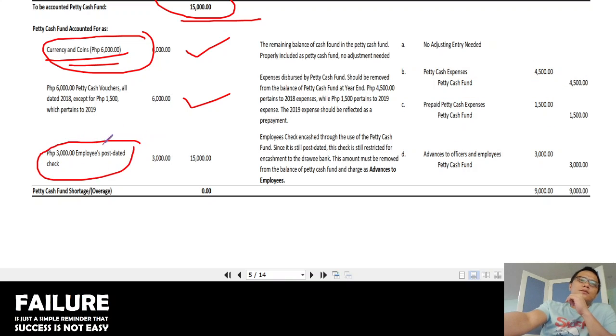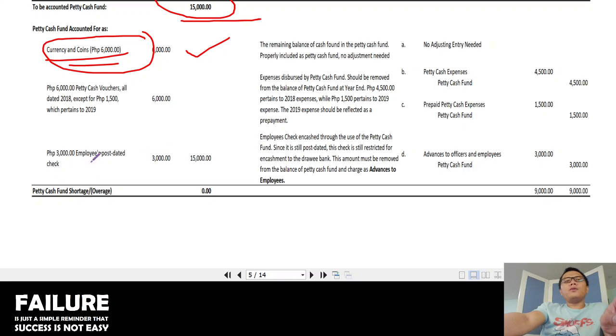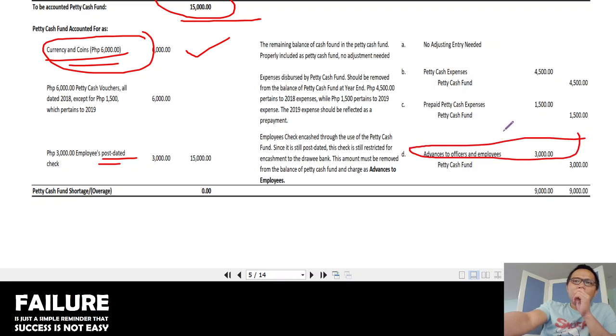Next, ito, kasi nga, check ito ng empleyado, hindi siya makahintay sa date ng check, kumuha siya o nagpa-encash siya sa petty cash fund. Pero, in substance, hindi pa ito cash kasi yun nga, post-dated. So, the adjusting entry is to recognize it as advances to officer or that particular employee. Advances to employee, credit the petty cash fund.